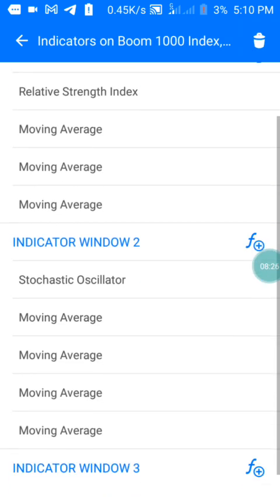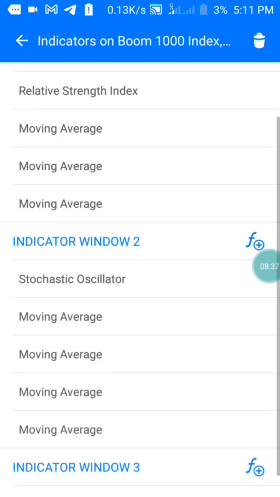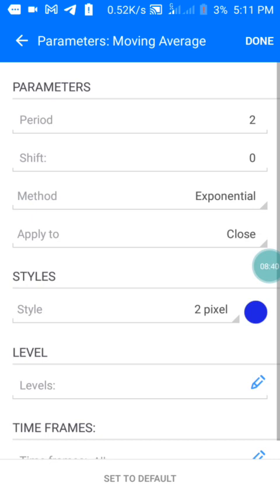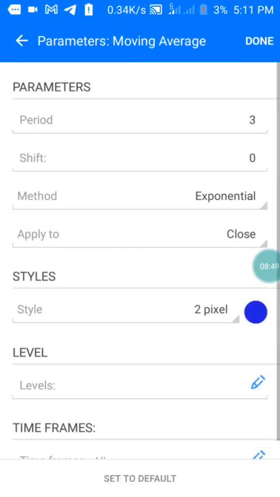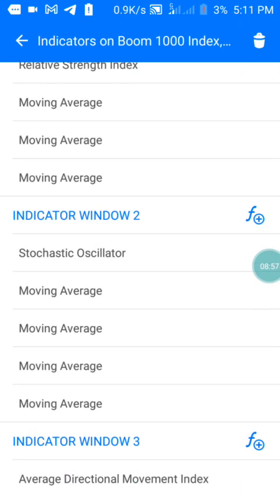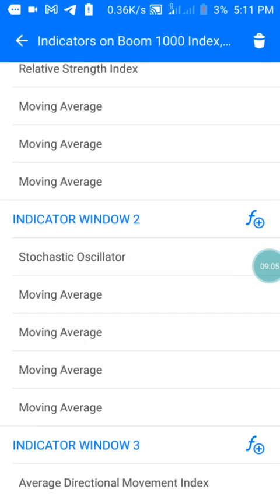Press on done. Then move to the first moving average on the oscillator. The period is 1, the shift is 0, then apply to close. Screenshot it, press on done. Then move to the second moving average on the oscillator. We have the period of 2. Screenshot it, then press on done. We have the third moving average on the oscillator with the period of 3, the same settings, then press on done. We have the fourth moving average with the period of 4, same settings, then press on done. The colors are the same, but you can use any color of your choice.